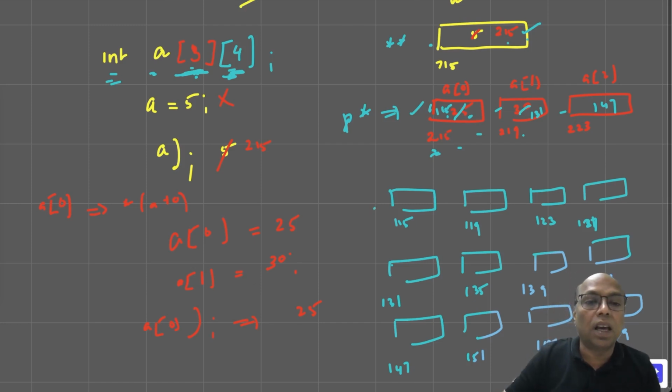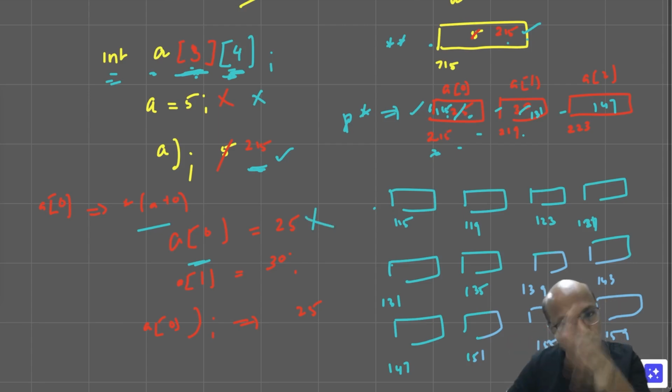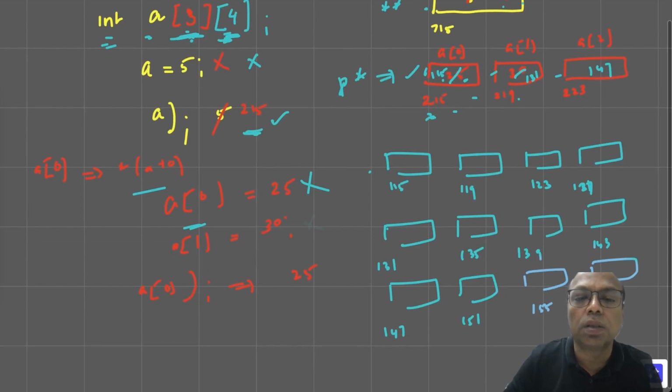That means can I say A is equal to 5? No. What is the output of A? 215. But what is the difference between last time and this time 215? Last time it was an address of an ordinary variable, whereas this is an address of a pointer variable. What will I get for A of 0? A of 0 is star of A plus 0. A is 215. 215 plus 0 is 215. Star is this. In this block, I can't store 25. Why? Because it's already storing an address and it's a constant also. You can't change a constant pointer. A of 1 is 30? Not possible. A of 0 will give me 115.